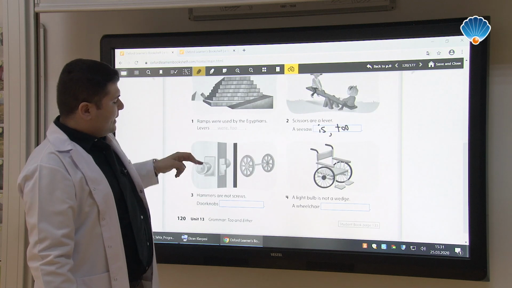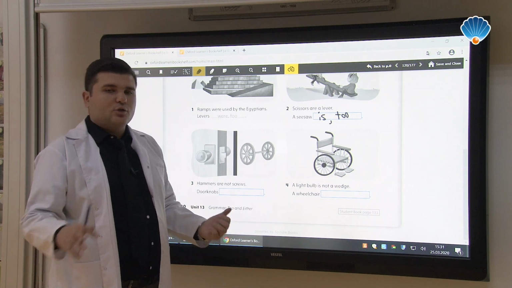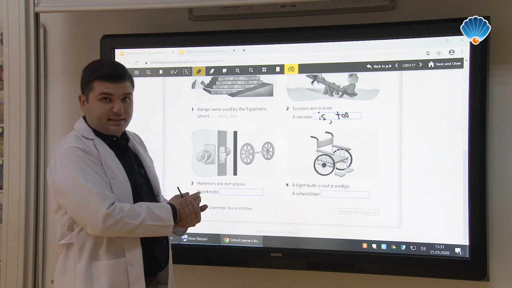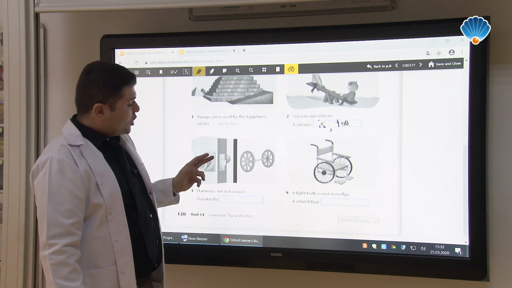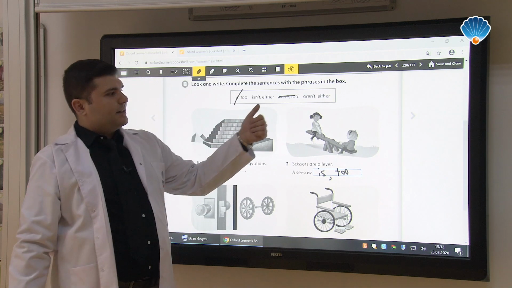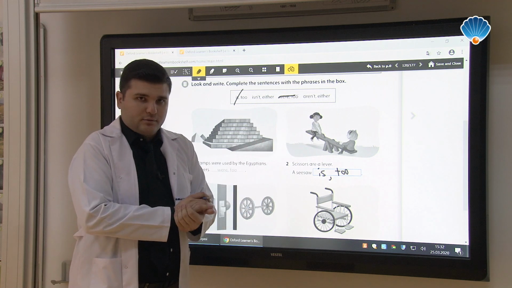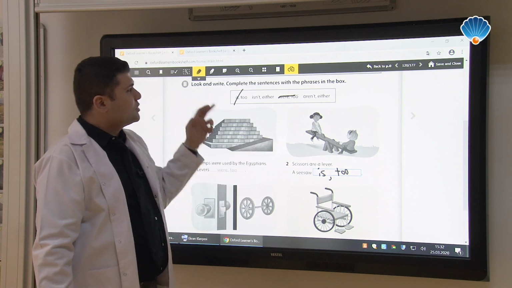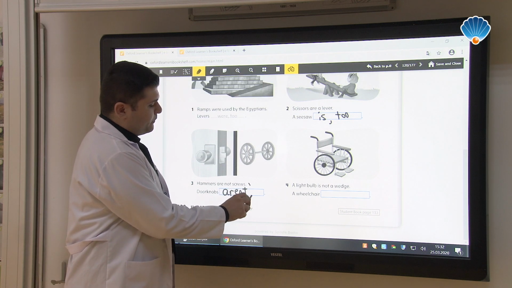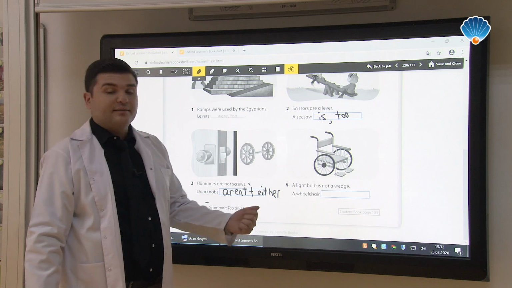So now let's just look at number 3. Hammers are not screws. Doorknobs, blah, blah. So do we have a singular or plural noun here? Of course it is plural, right? Because we have s here. So hammers are not screws. So what could it be? Isn't either or aren't either. Which one? Of course aren't either because it's plural. Okay, I have to use plural. So that's why I have to use aren't either for this sentence. So hammers are not screws, doorknobs aren't either.